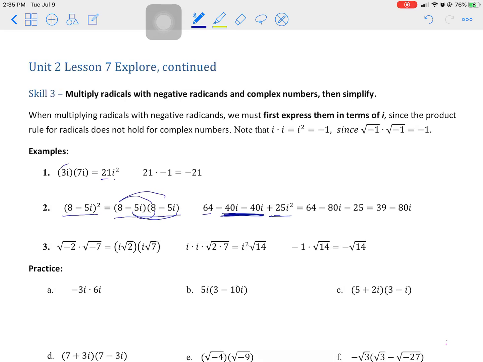Right? When you're adding, we don't change the i. I wouldn't call it a variable, but we're not changing the i when you're adding terms. And 25 times i squared, that's 25 times the negative 1, is negative 25. 64 minus 25 is 39. That's my final answer for those.